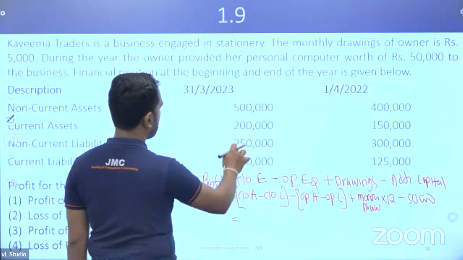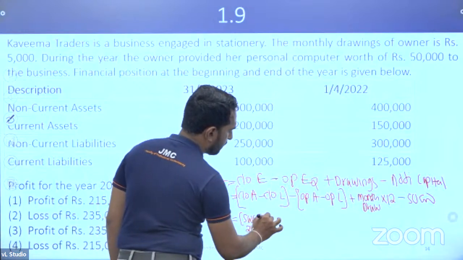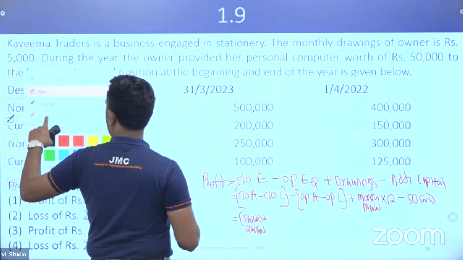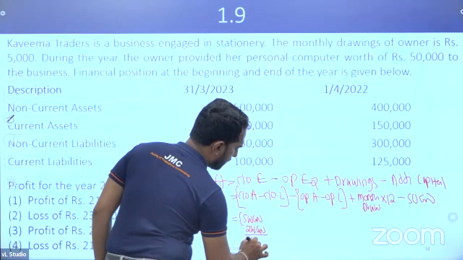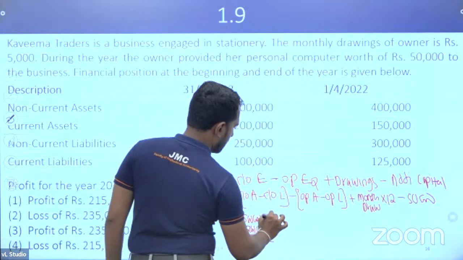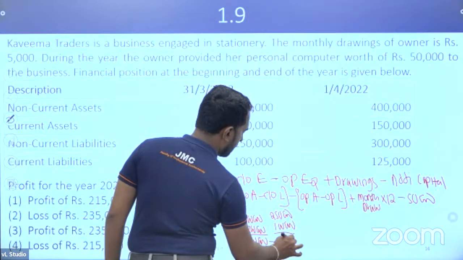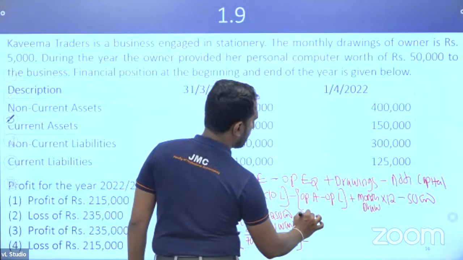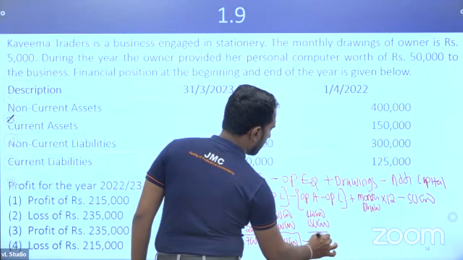Closing assets, 500,000 and 200,000. From that we need to deduct. So 500,000 plus 200,000, total is 700,000, minus closing liabilities, which are 250,000 and 100,000, altogether 350,000, minus opening assets 400,000 and 150,000, altogether 550,000.